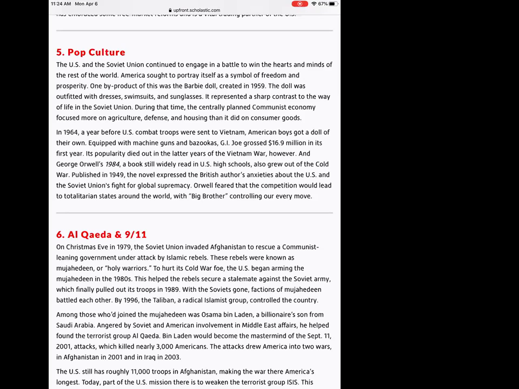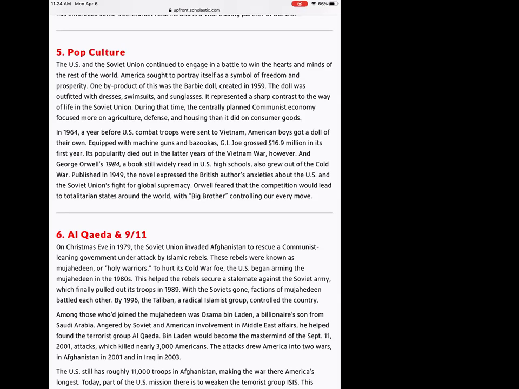During that time, the centrally planned communist economy focused more on agriculture, defense, and housing than it did on consumer goods. In 1964, a year before U.S. combat troops were sent to Vietnam, American boys got a doll of their own. Equipped with machine guns and bazookas, G.I. Joe grossed $16.9 million in its first year. Its popularity died out in the latter years of the Vietnam War, however.